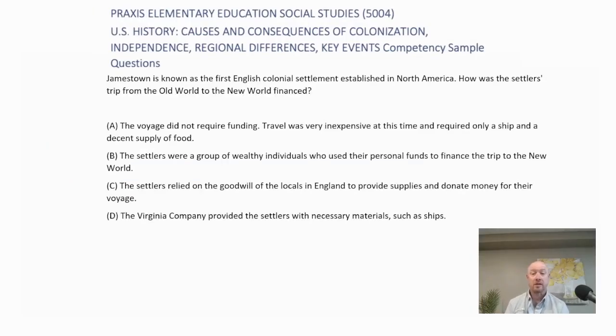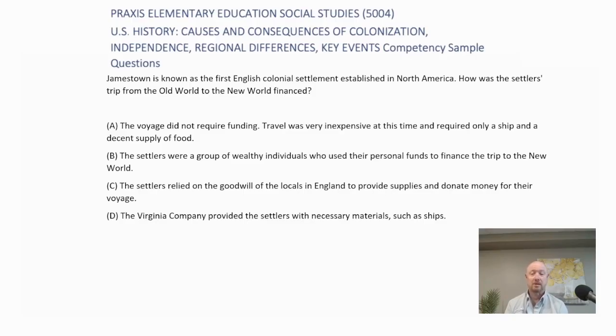Jamestown is known as the first English colonial settlement established in North America. How was the settlers' trip from the Old World to the New World financed? Was it A, the voyage did not require funding, travel was very inexpensive at this time and required only a ship and a decent supply of food? Is it B, the settlers were a group of wealthy individuals who used their personal funds to finance the trip to the New World? Is it C, the settlers relied on the goodwill of the locals in England to provide supplies and donate money for their voyage? Is it D, the Virginia Company provided the settlers with necessary materials such as ships?